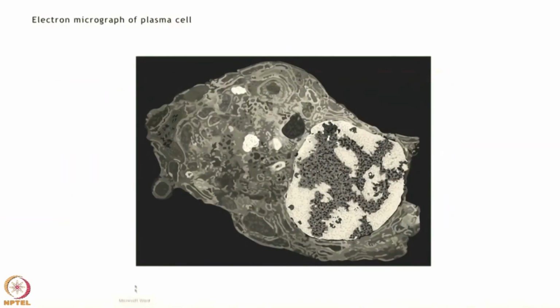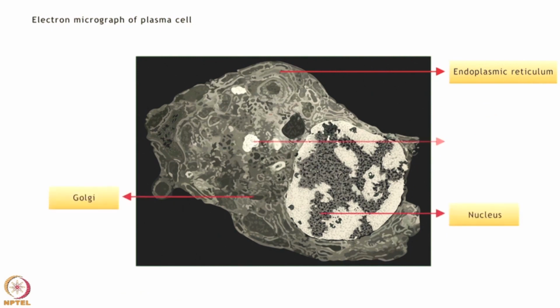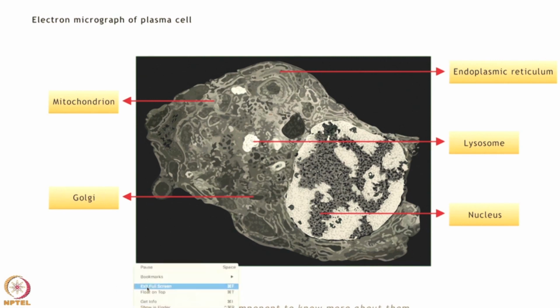An electron micrograph image of a plasma cell is shown here, clearly depicting the nucleus, Golgi material, lysosome, and mitochondrion. Click on each component to know more about them.